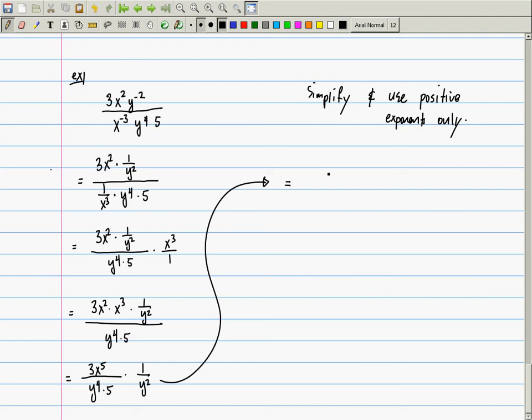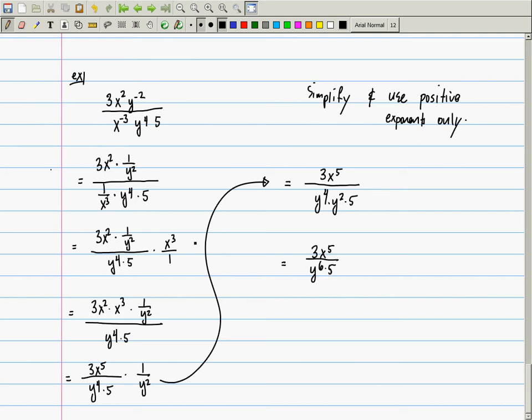So then 3x to the 5, y to the 4, times y to the 2, times 5. So then 3x to the 5 over y to the 6, times 5. Okay, and that's about as simple as it gets. So I said use positive exponents only. Have I satisfied the requirements?